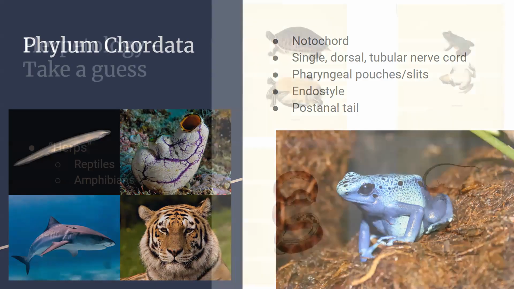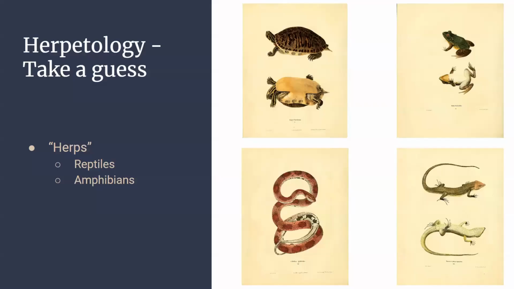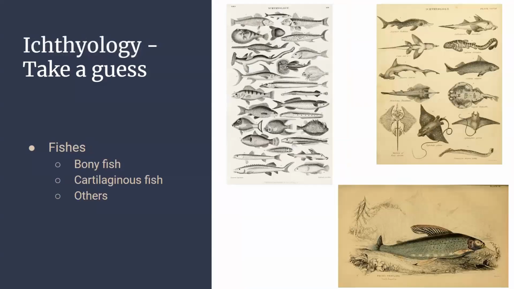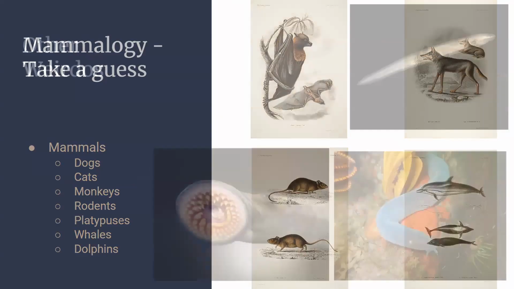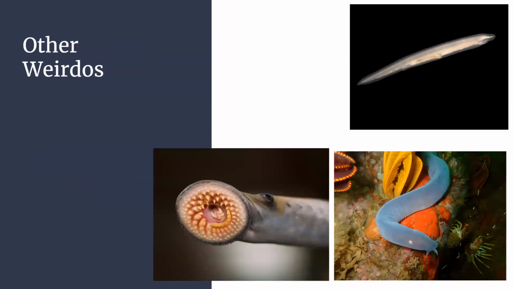Herpetology. This is the study of things like reptiles and amphibians. Ichthyology talks about things like fish. Mammalogy talks about mammals, which includes us. Then we have some other things that don't exactly fit into these other groups. Things like hagfish, lancelets and lampreys, and tunicates.